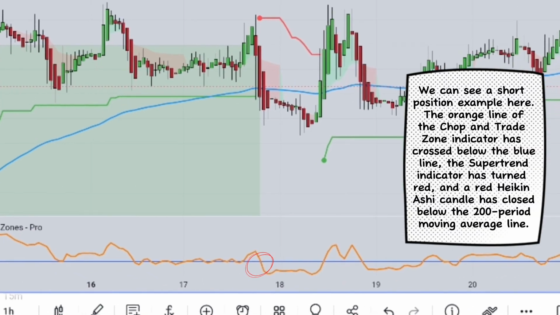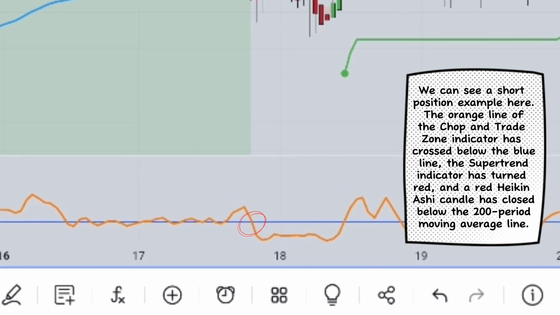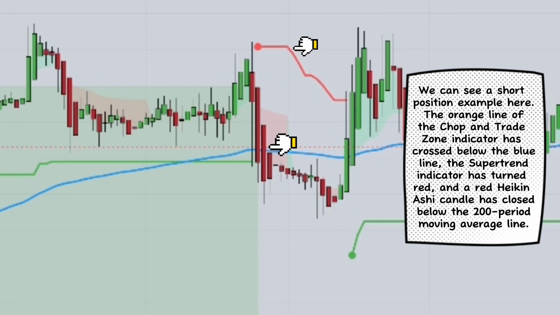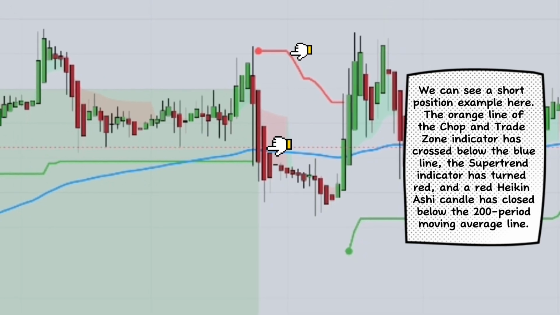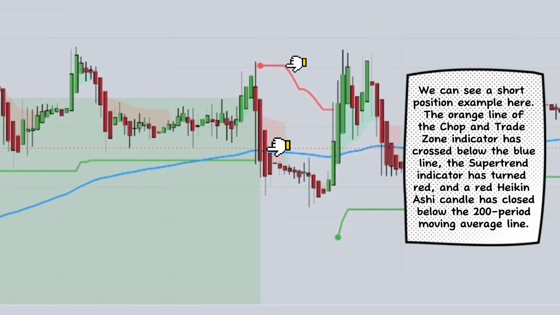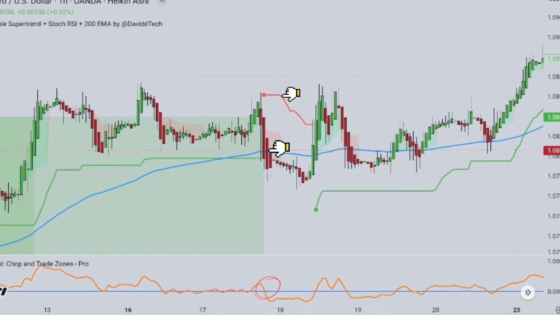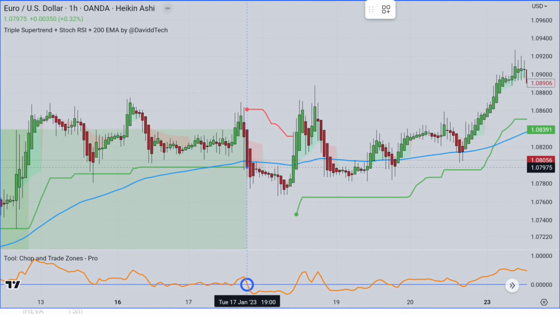We can see a short position example here. The orange line of the Chop and Trade Zone indicator has crossed below the blue line. The Supertrend indicator has turned red, and a red Heikin Ashi candle has closed below the 200 period moving average line. Since all the conditions have been met, we will proceed with a tight stop loss level.